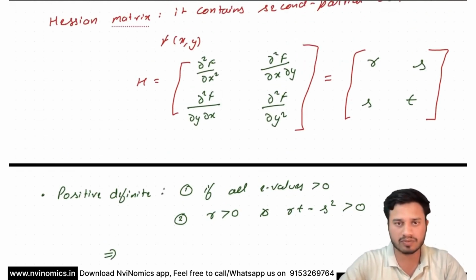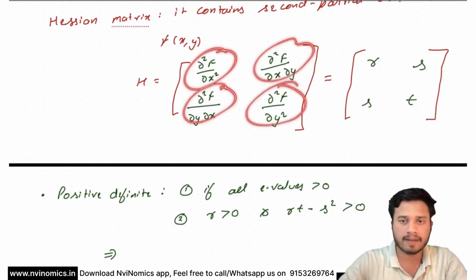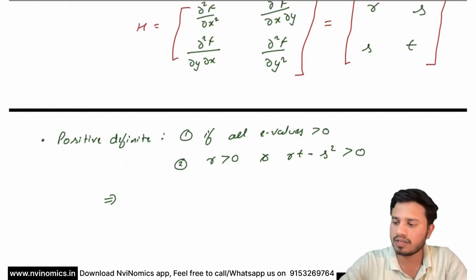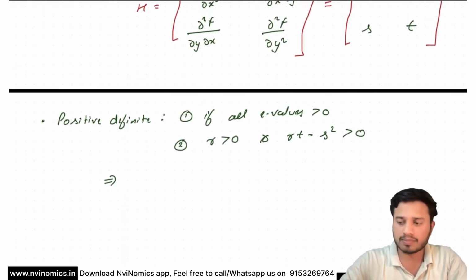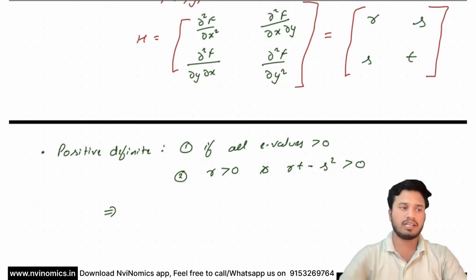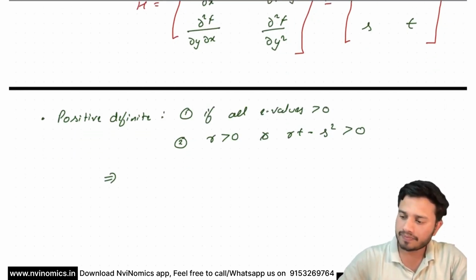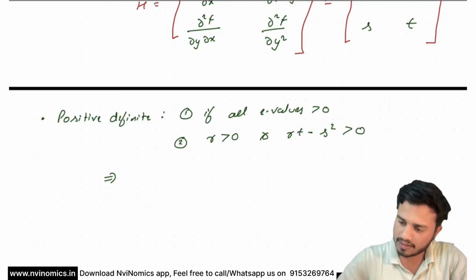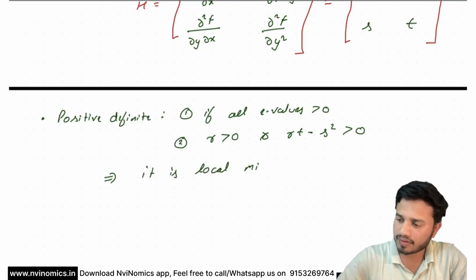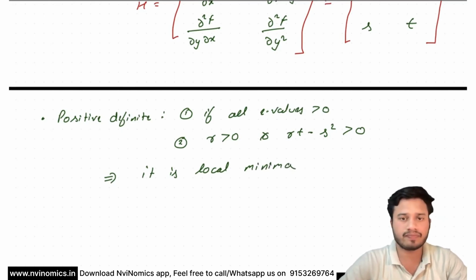So if these two conditions are satisfied, we say that our point at which this Hessian matrix was calculated, this matrix is calculated on critical points. They are not unknown variables. There will be some numbers. We'll check these second derivatives at the critical points. So when you do this, if it is a positive definite matrix, then it is a local minima. That is the point of a local minima.